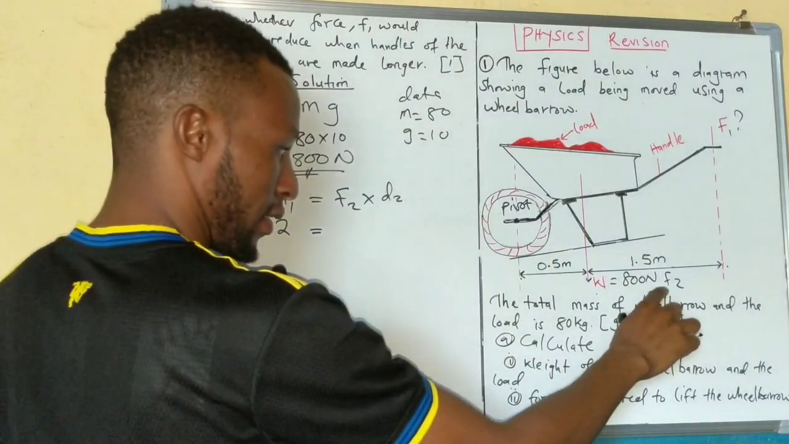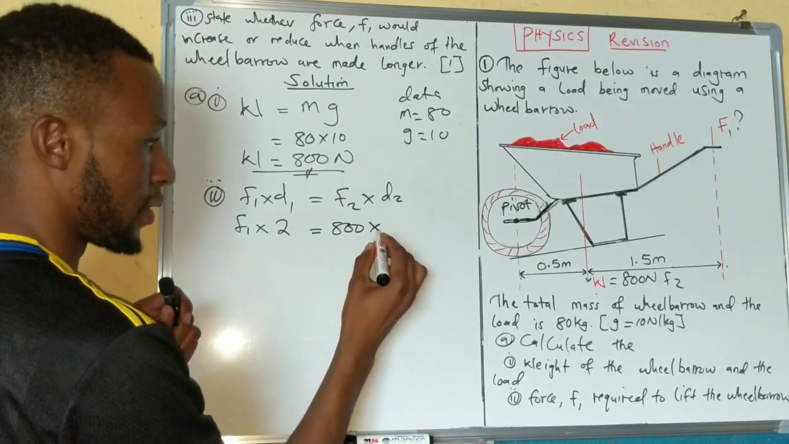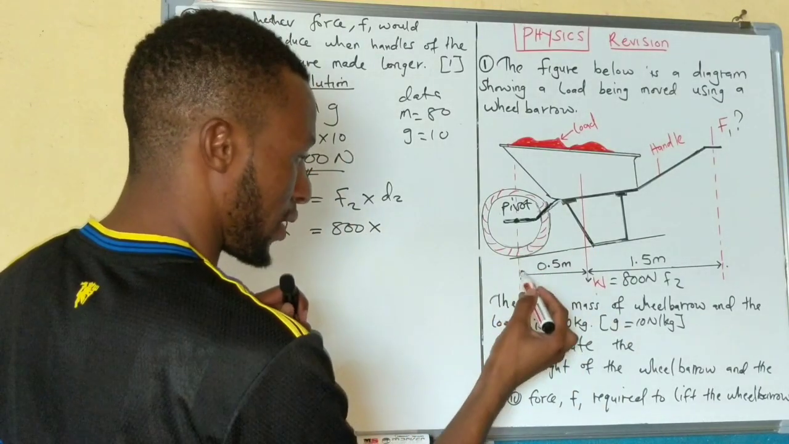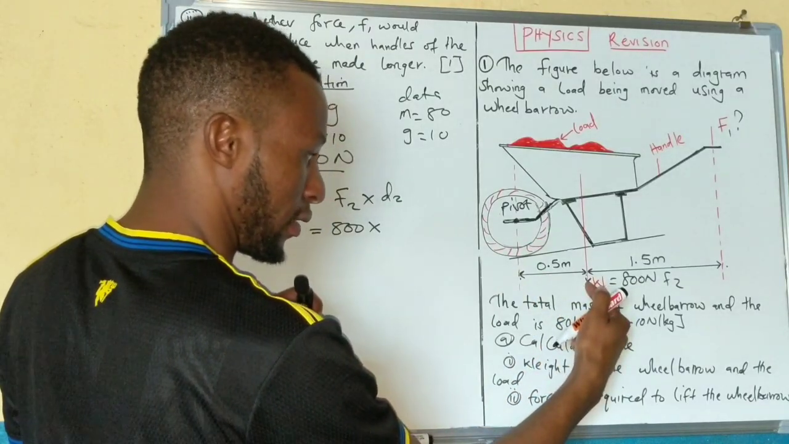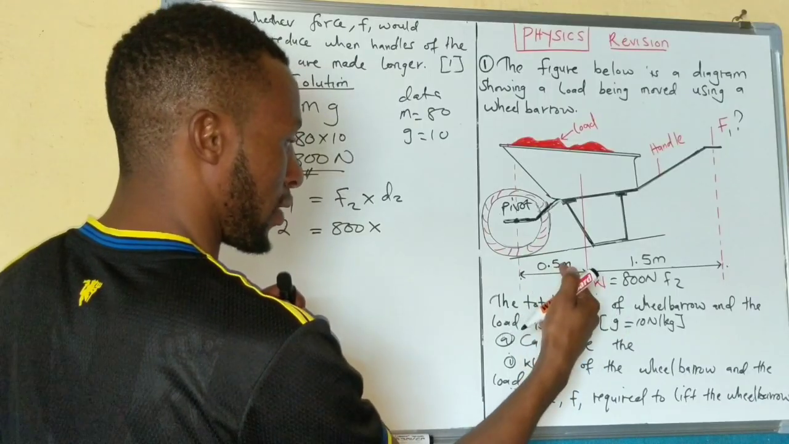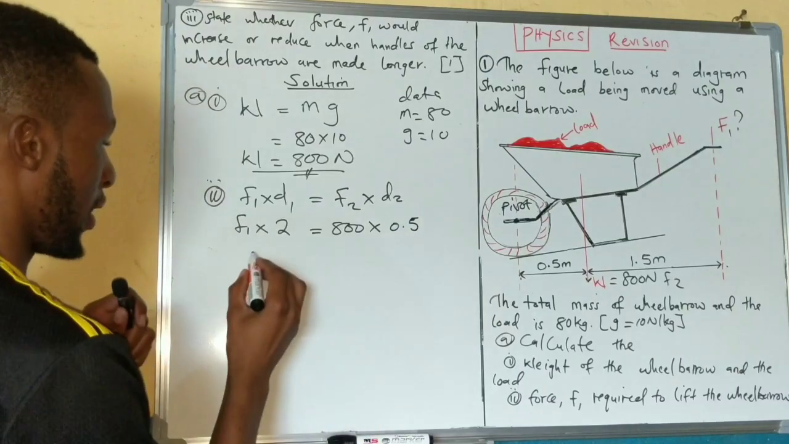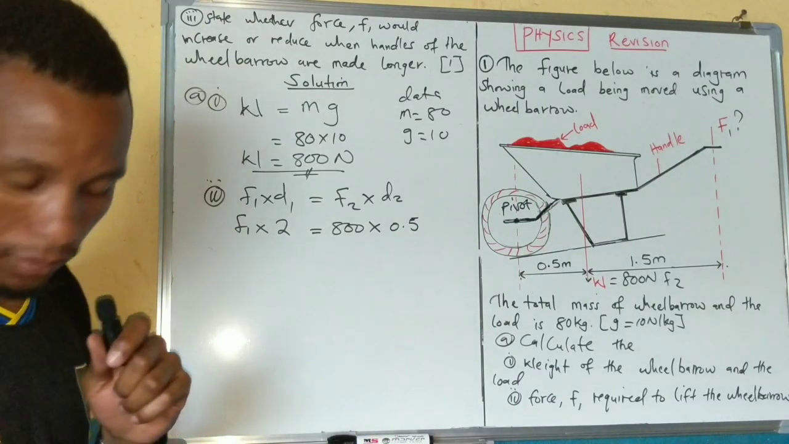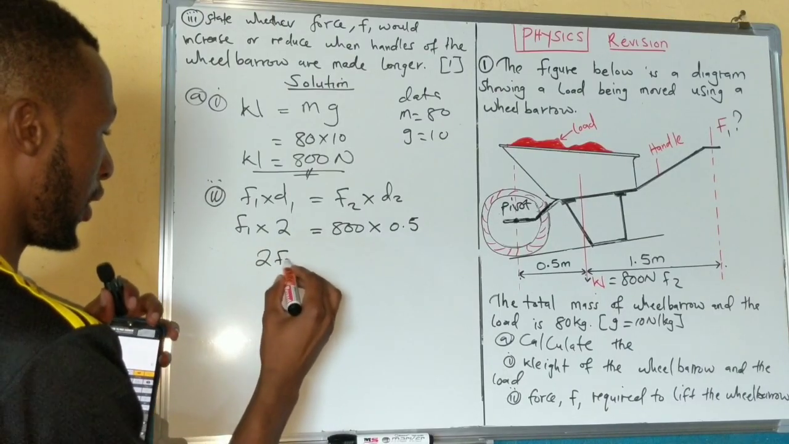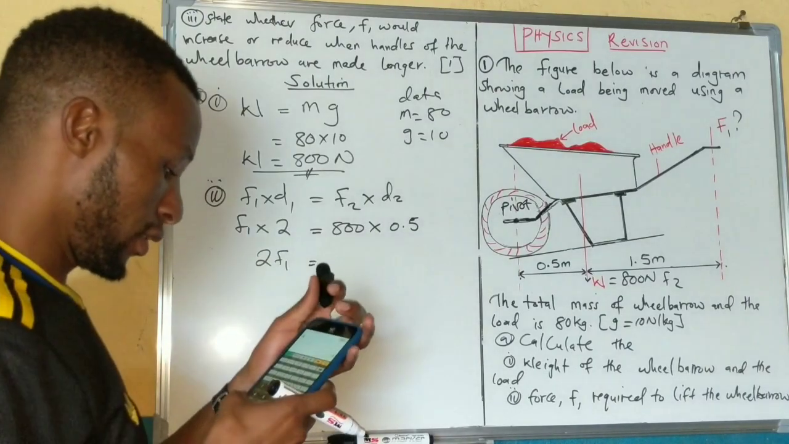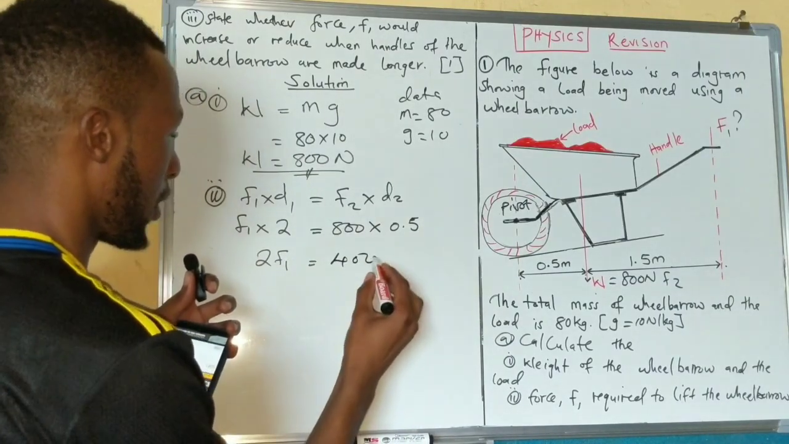Then force 2, it is this here, the weight of the load and the wheelbarrow, which is 800, times the distance from the pivot again to where the 800 is. So from the pivot to the 800, it's right here. So this is the distance, the 0.5. So here we multiply. We're going to say F1 times 2, we're going to have 2 F1 equal to 800 multiplying 0.5, which will just give us 400.